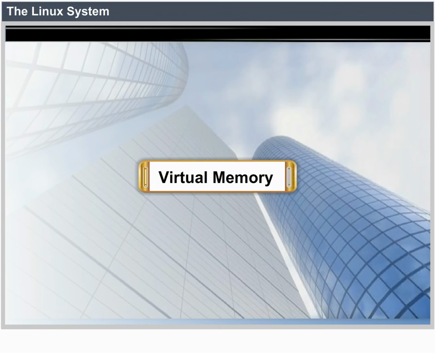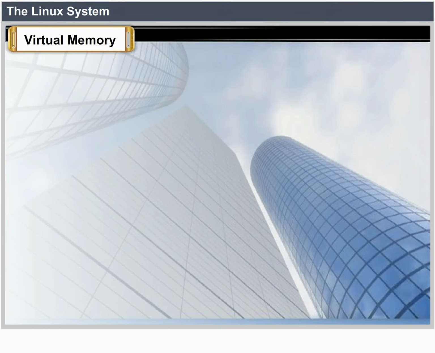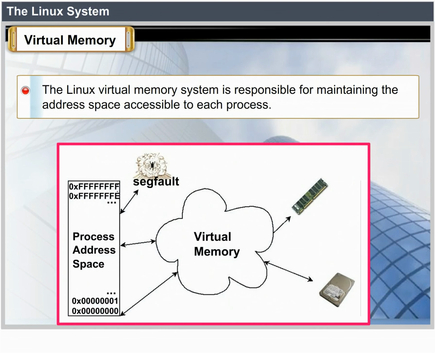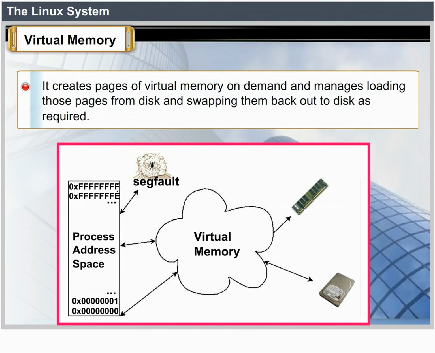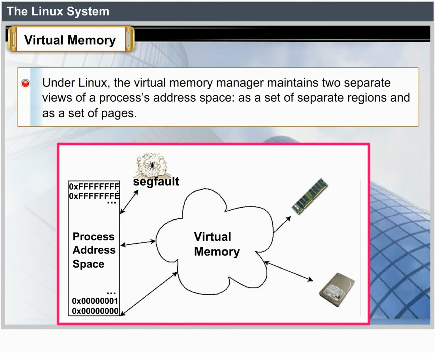Virtual memory. The Linux virtual memory system is responsible for maintaining the address space accessible to each process. It creates pages of virtual memory on demand and manages loading those pages from disk and swapping them back out to disk as required. Under Linux, the virtual memory manager maintains two separate views of a process's address space, as a set of separate regions and as a set of pages.